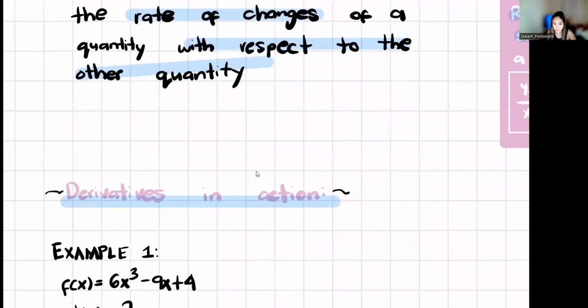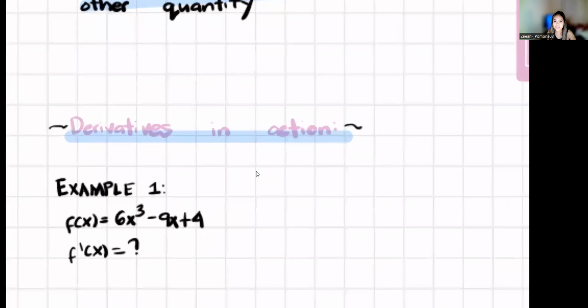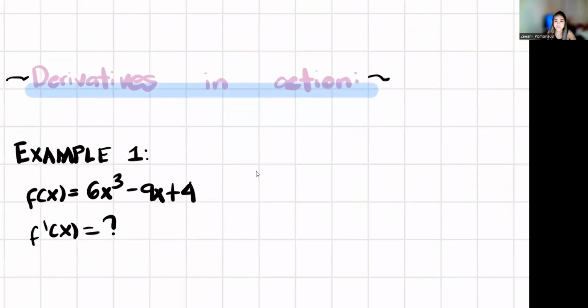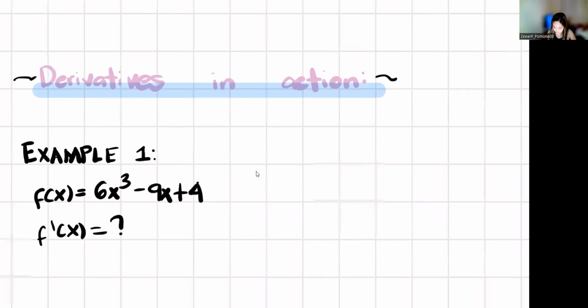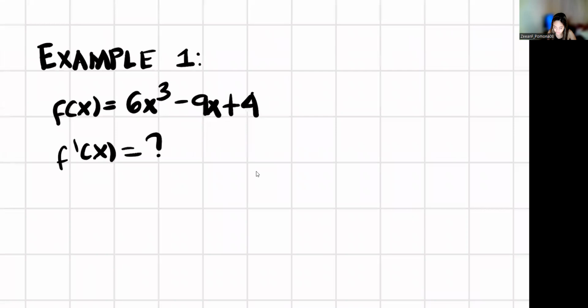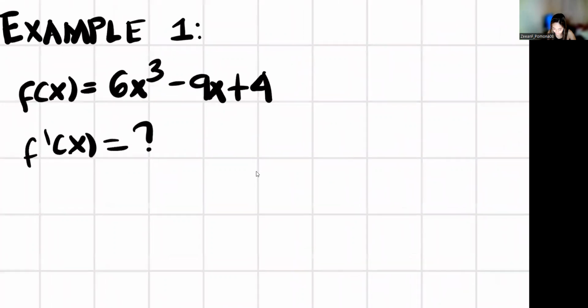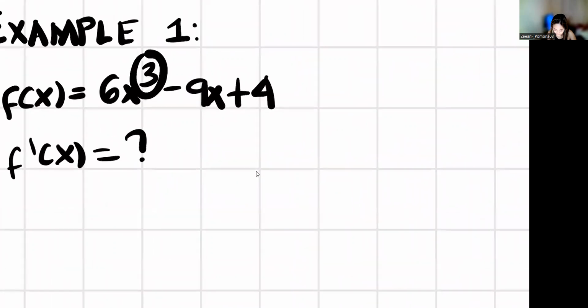Okay, so derivatives in action. All right, let's not freak out. This is going to be extremely easy. Okay, so the first example is 6x to the power of 3 minus 9x plus 4. So how would you solve this? Well, you see these powers? All you have to do is reduce it.